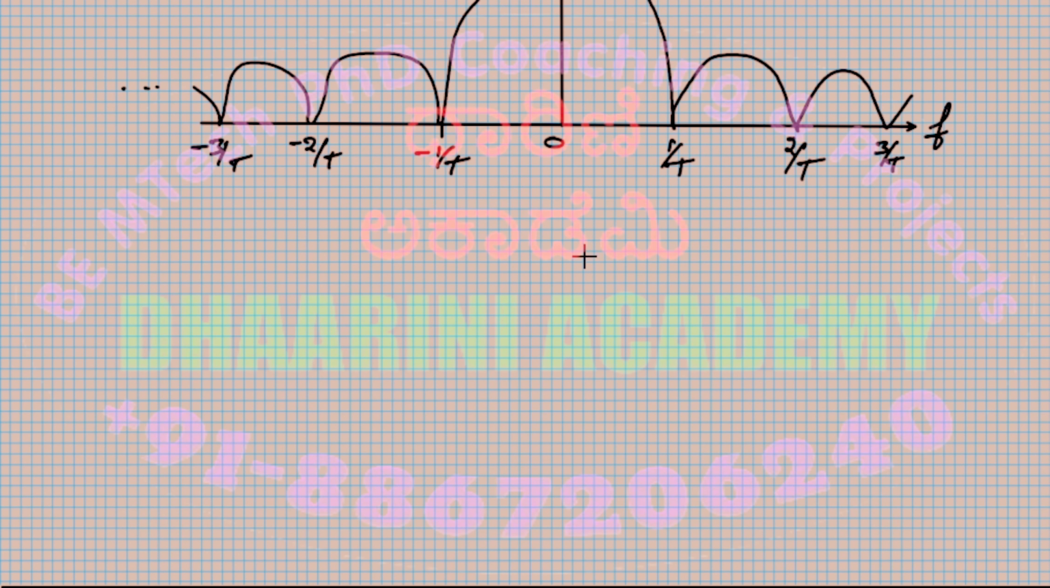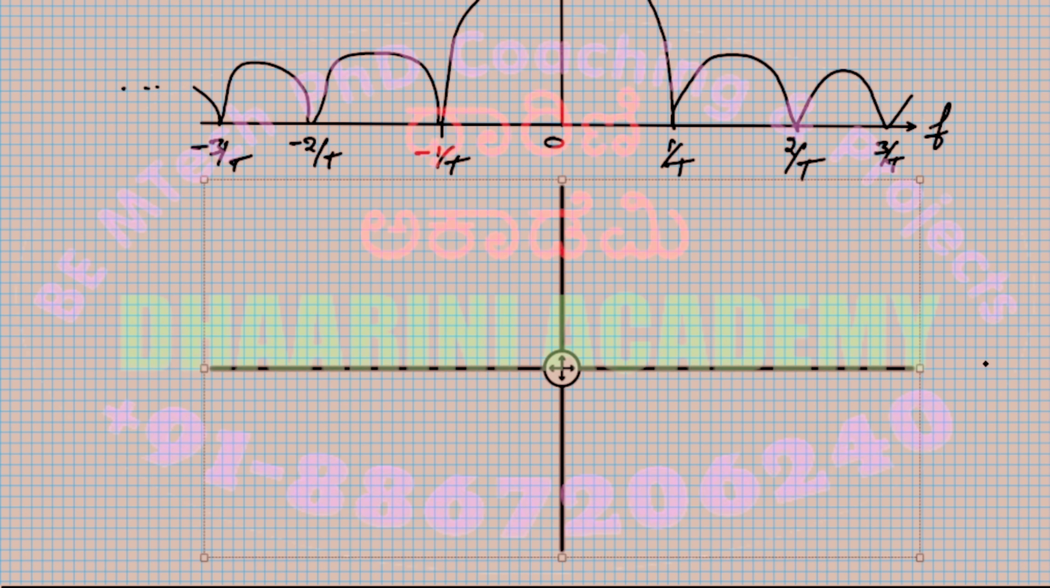But it is a decaying function. It's decreasing. All right, so these are the points I have. I still retain 1 by T, 2 by T, 3 by T, minus 1 by T, minus 2 by T, minus 3 by T, and so on. This is still the frequency axis. Now I'm plotting the theta of f.